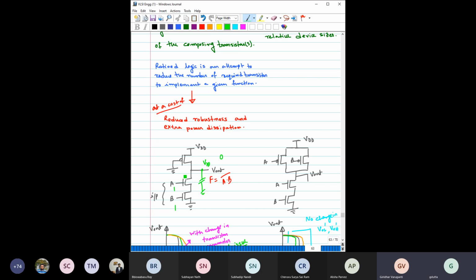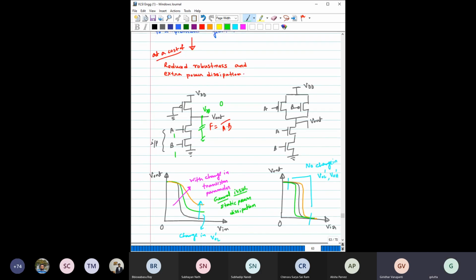But see what is happening in this case. If you plot the voltage transfer characteristics, which we have already discussed for the inverter, now we are extending it to this NAND gate. This is basically called pseudo NMOS design.